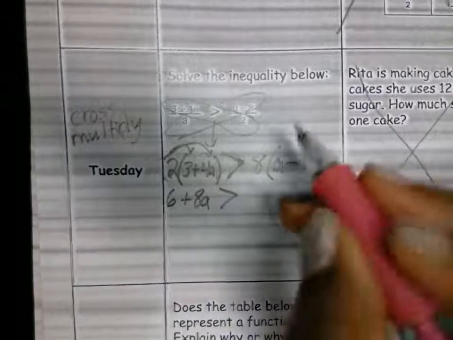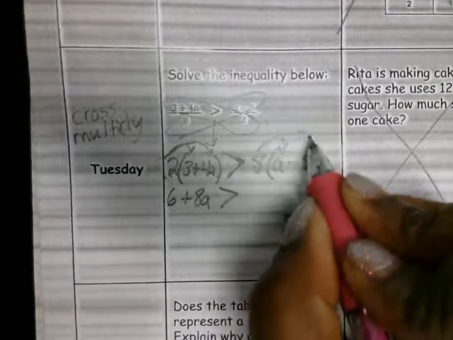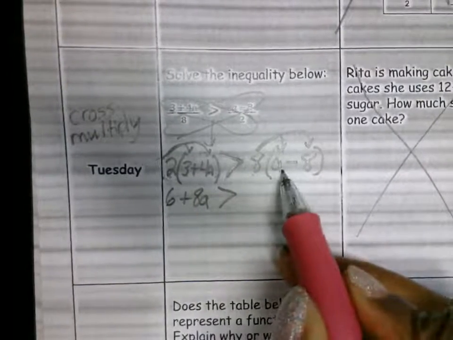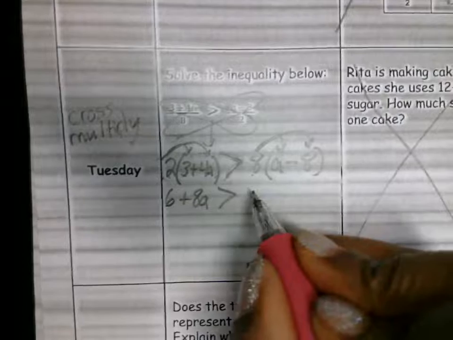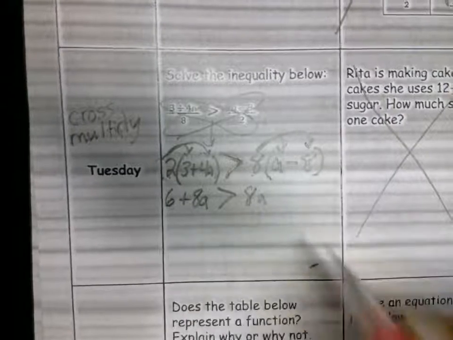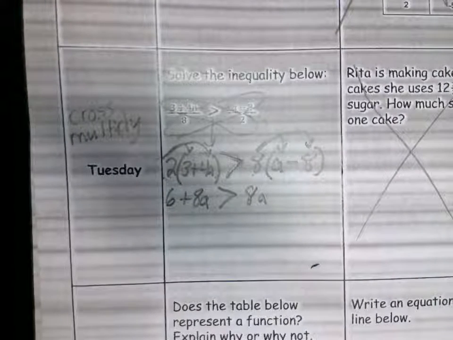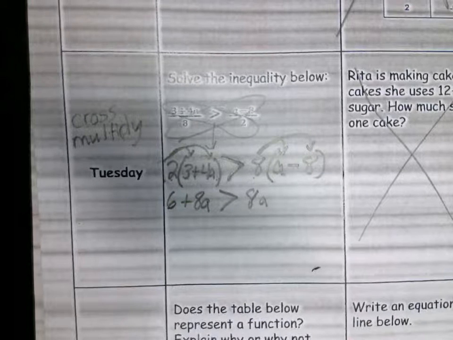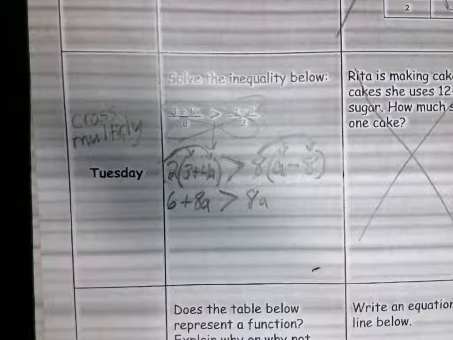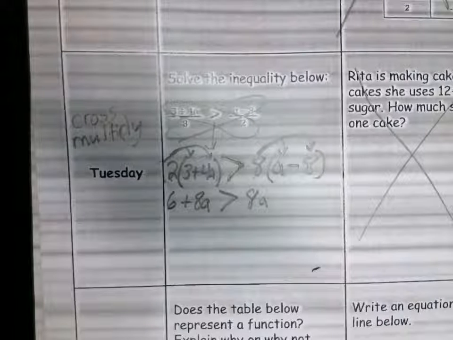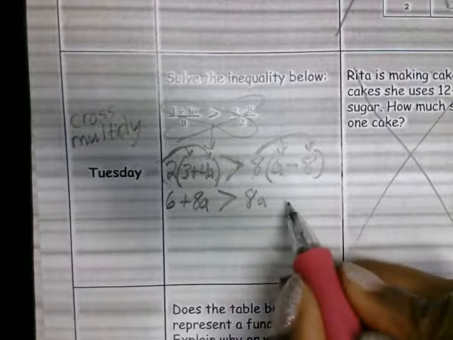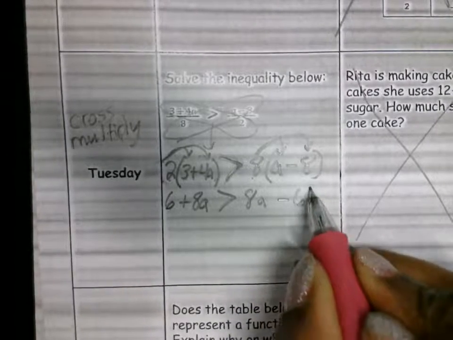Now we're going to perform distributive property on the other side. We have 8 times A. What's 8 times A? 8A. Write this down. You all right? Okay. You look distraught. You've got your lip poked out. 8 times a negative 8. What's 8 times a negative 8? Negative 64. Negative 64. Good job.